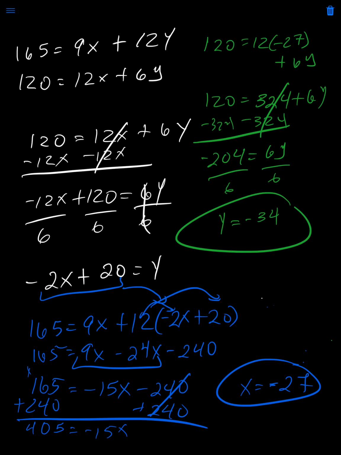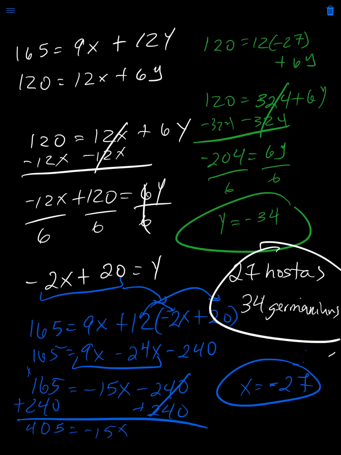Now divide both sides by 6. That means y is equal to negative 34. So obviously you can't buy a negative amount of something. So my answer is going to be about 27 hostas, and he bought 34 geraniums. So that checks. I'm like, good, because I know initially that was not right.